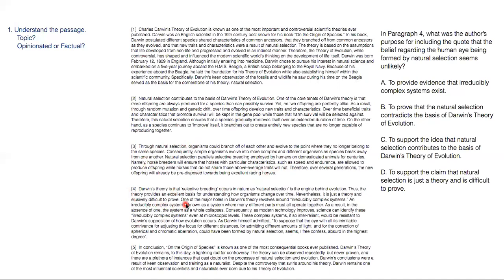It also talks about a major hole in Darwin's theory. And then we have our conclusion paragraph wrapping up his book on the origin of species and how it is both consequential but also controversial. So we have gone through strategy number one together. Let's look at strategy number two.